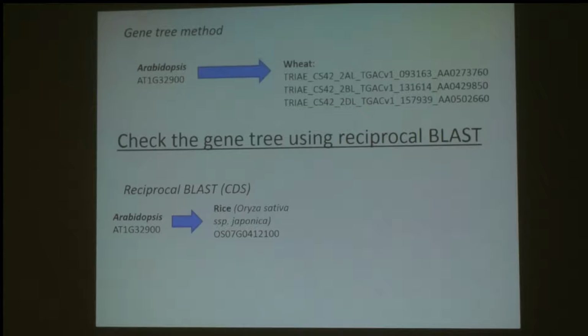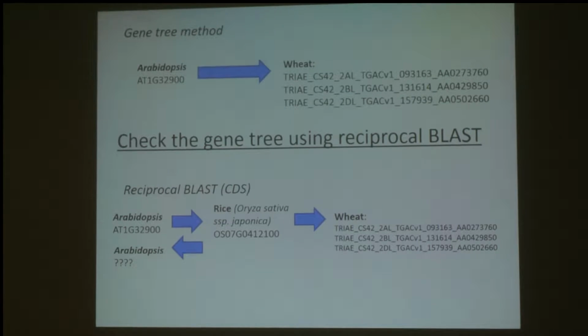you go to rice, not directly to wheat. This is because the rice genome is much more complete, so you're more likely to find the correct ortholog than you would if you're in wheat. You take this rice gene and blast back to Arabidopsis. Once you're content that this is the correct rice ortholog from Arabidopsis, you can then take your rice gene and blast to wheat, and then back again to rice just to check it's a reciprocal relationship.